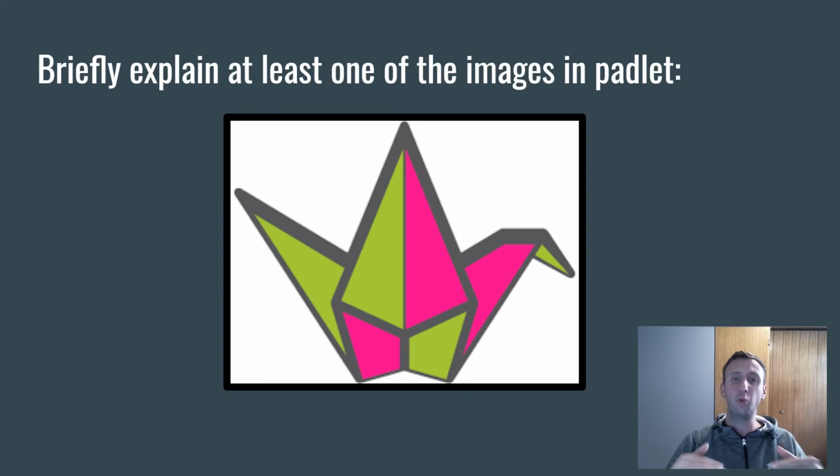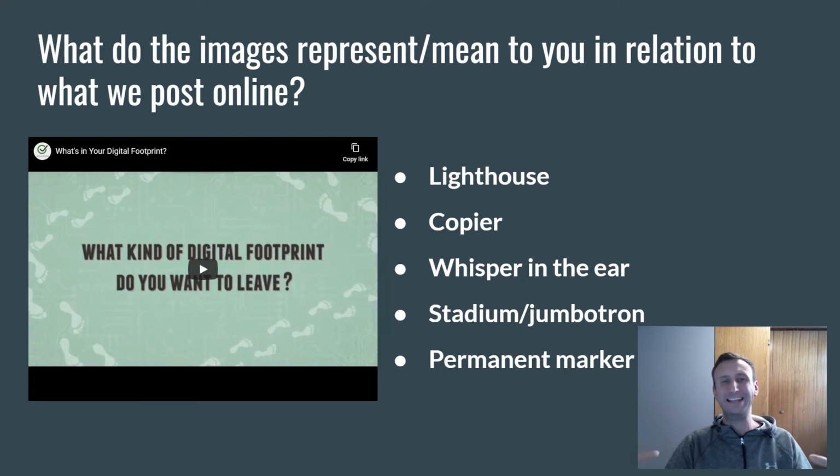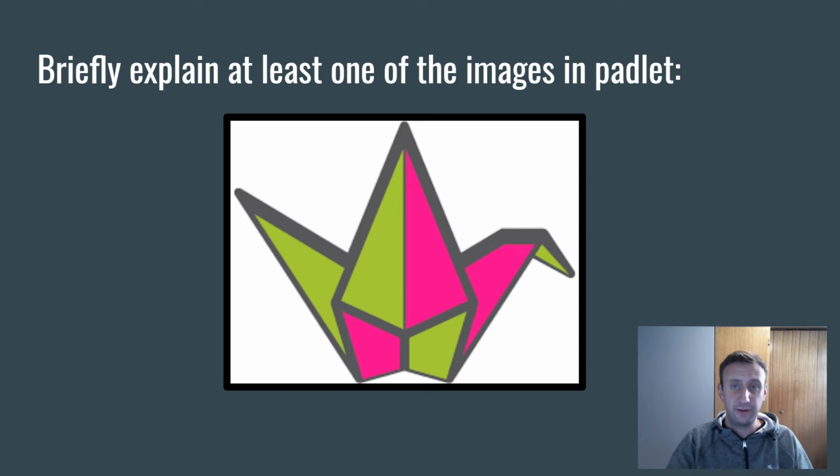So under one of the headings, whether it's the lighthouse, the copier, the whisper in the ear, the stadium jumbotron, or the permanent marker, I'd like you to write down what you think it means in terms of your digital footprint and what you post online, what it represents. So for example, what does a copier mean for what you post online? Pick one. Write down one little thing. It doesn't have to be a paragraph or anything. It can be 2 or 3 words of what you think it means or represents in terms of that imagery from the video in Padlet. The link will be in Edpuzzle on the side.